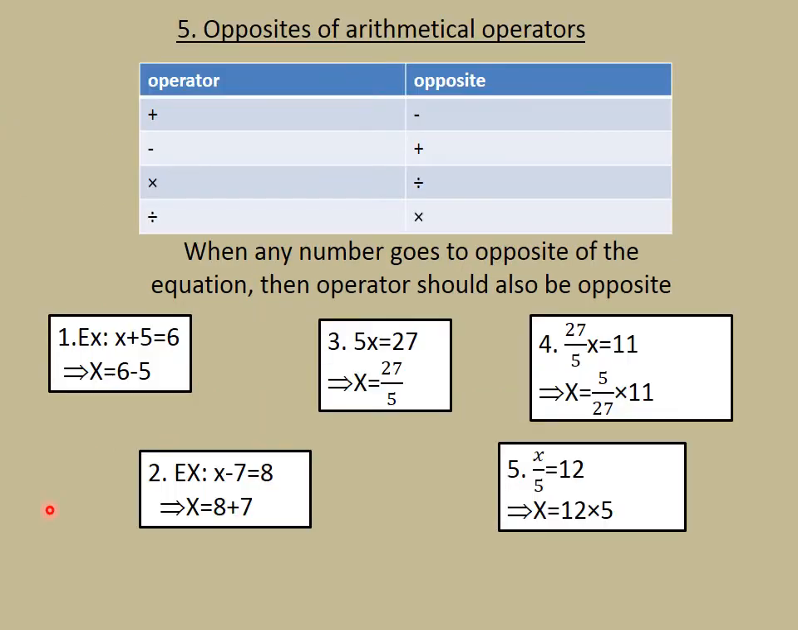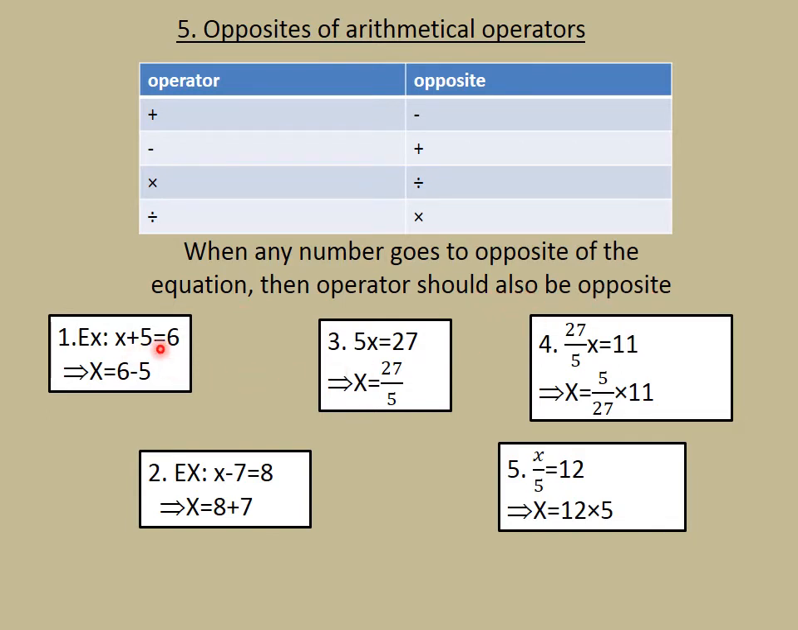Let me explain some more points for the next exercise. Opposites of arithmetical operators: the opposite of plus is minus, the opposite of minus is plus, the opposite of multiplication is divided by, and the opposite of divided by is multiplication. Why do we learn about the opposite of operators? Because when any number goes to the opposite side of the equation, the operator should also be opposite.